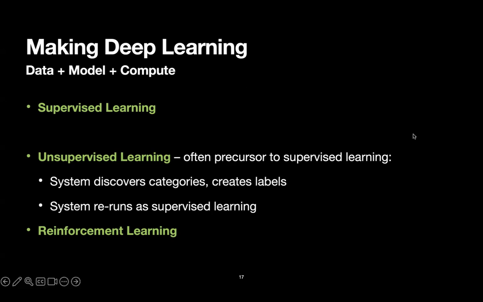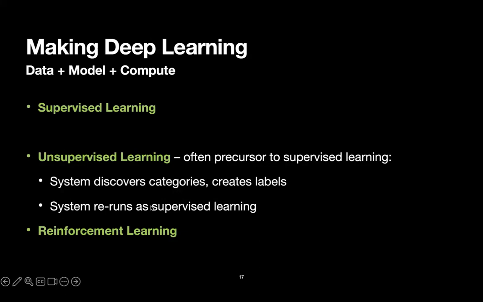Unsupervised learning often happens before supervised learning because the world doesn't have labels on it. So a lot of times people are taking tons and tons of data, typically a lot more than supervised learning. And the system itself is discovering the labels. It's saying, I think these are the categories out here. Usually a human's involved in eyeballing it. It's not automatic. But often it'll find categories you didn't know existed, which is one of the reasons it's really powerful. Then the system reruns it as supervised learning. So very often unsupervised and supervised learning happen together.